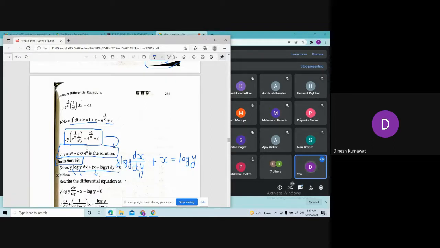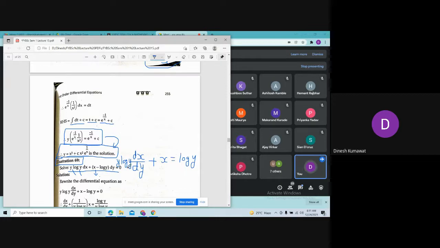Yes, is this clear? Yes, sir. See here we should have minus and this is equals to 0. Now again rewriting it, we are having this is equals to log y.